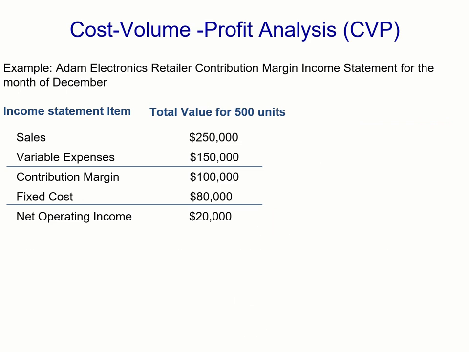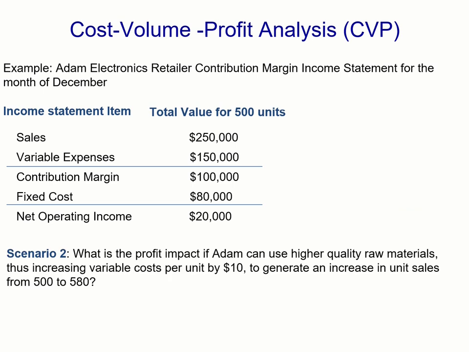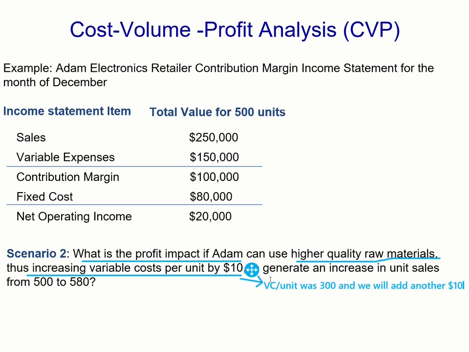Let's take a look at another scenario. Let's assume we want to find out what would be the profit if Atom can use higher quality material, basically a better processing unit. And by doing so, we're going to increase the variable expense by $10. So remember, the variable expense was 300. Now the variable expense will be 310. Maybe we'll add some sort of a cover that comes with the tablet. I don't know. We're just going to add something to it.